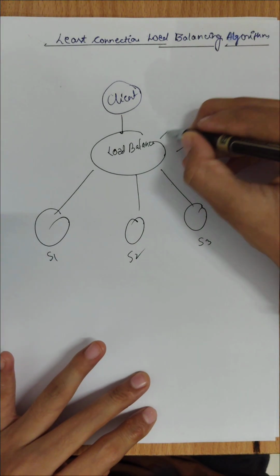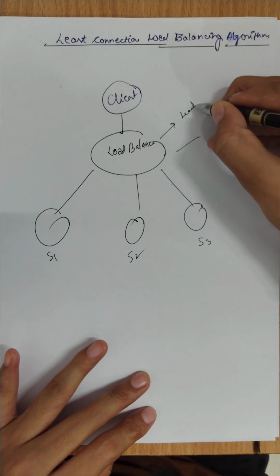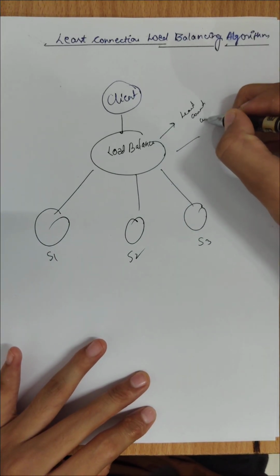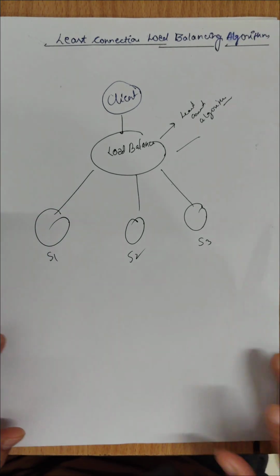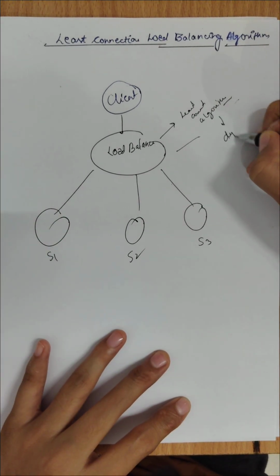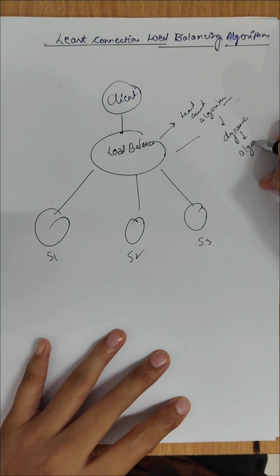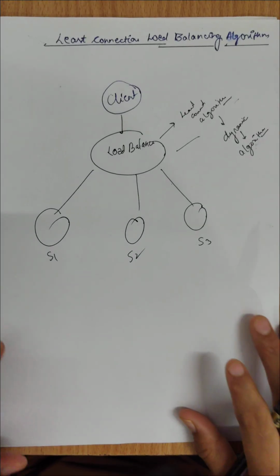So we first have to configure the least connection algorithm. Now what is it? It is basically a dynamic algorithm, not a static one. Why a dynamic algorithm? You'll get an answer within a few minutes. Just wait for a minute.